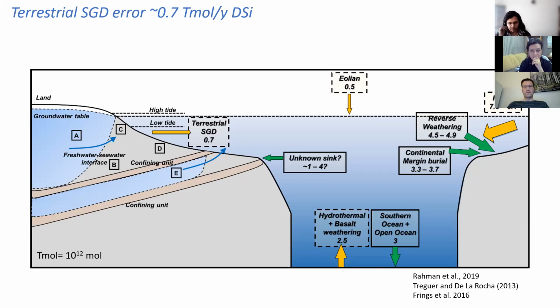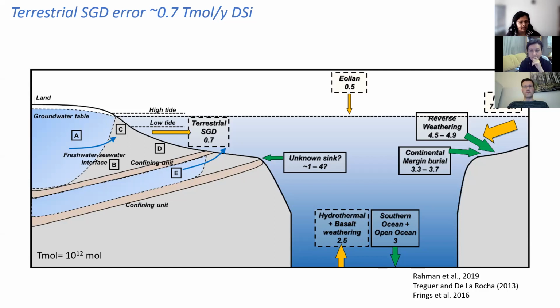A teramole is 10 to the 12th moles. And you can see that in this mass budget here on the left, terrestrial SGD was estimated to be about 0.7 teramoles of dissolved silica input to the ocean at any given time. And if you're looking at the flux of these other inputs and outputs, you can see that it's really a minor component.